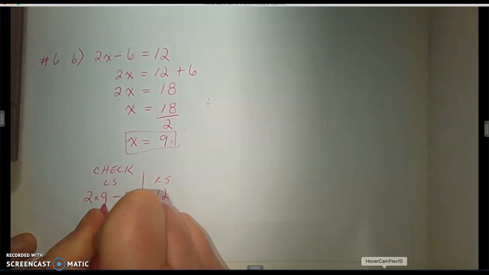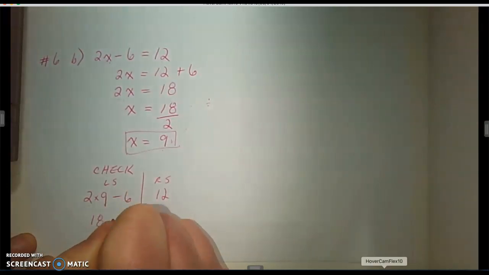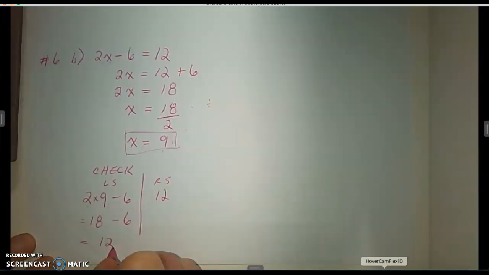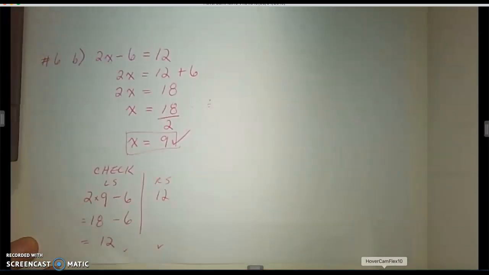Okay, so 2 times 9 is 18. And then 18 minus 6 is, in fact, 12. Okay, so my left side and right side are the same, which is a way of checking that x does in fact equal 9 in this equation.